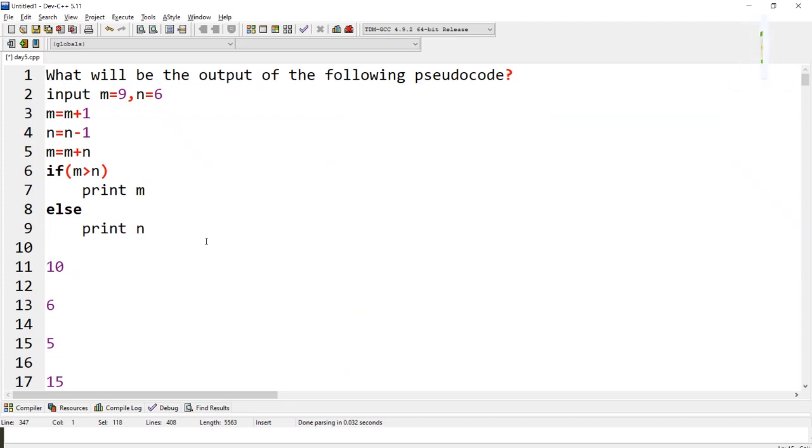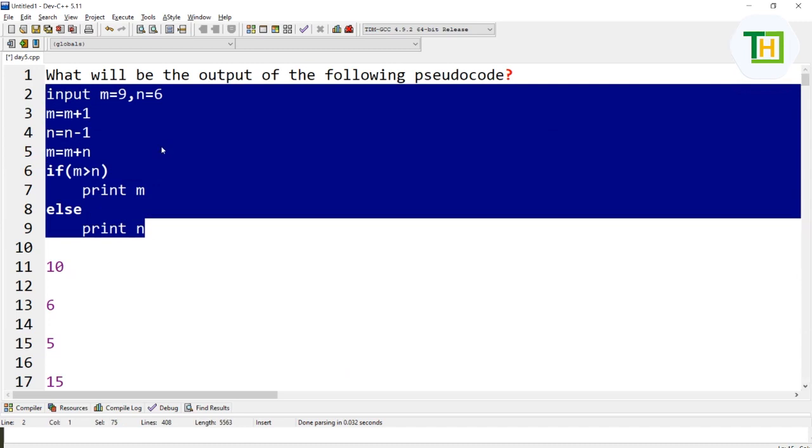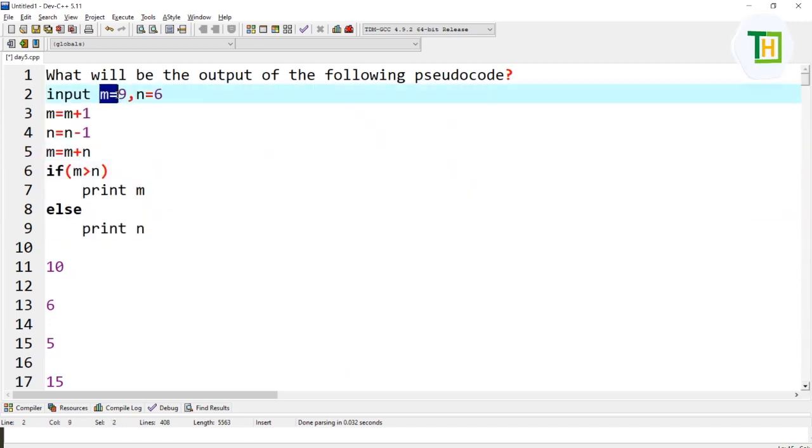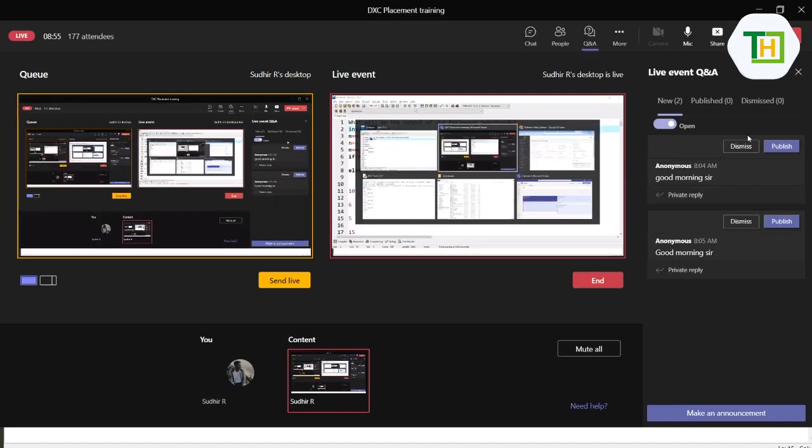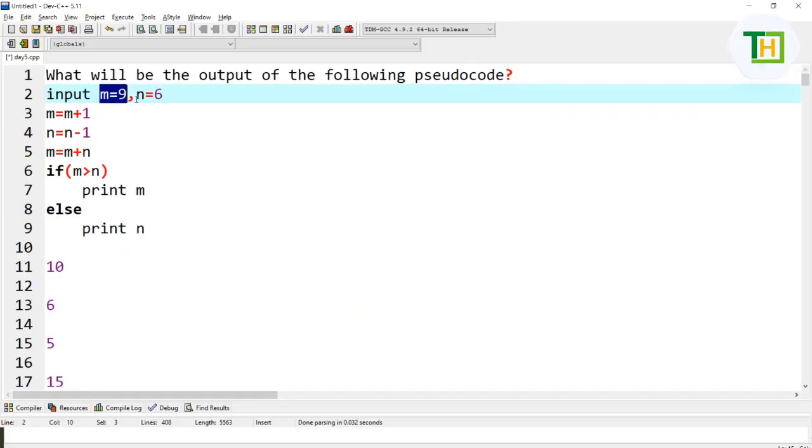And moving into the questions here. Yes, what is the output of the following pseudocode? And this is the input here. M is equal to 9 and N is equal to 6.